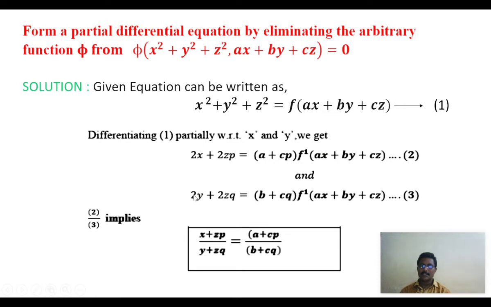Differentiating partially with respect to y, keeping x as constant. X square derivative 0, y square derivative 2y, z square derivative 2z into q. f derivative is f dash, ax derivative 0, by derivative is b, cz derivative, c constant, z derivative with respect to y is dou z by dou y, that is q, so c q. Let them be equation 2 and equation 3 respectively. Just dividing these equations will get the required partial DE.